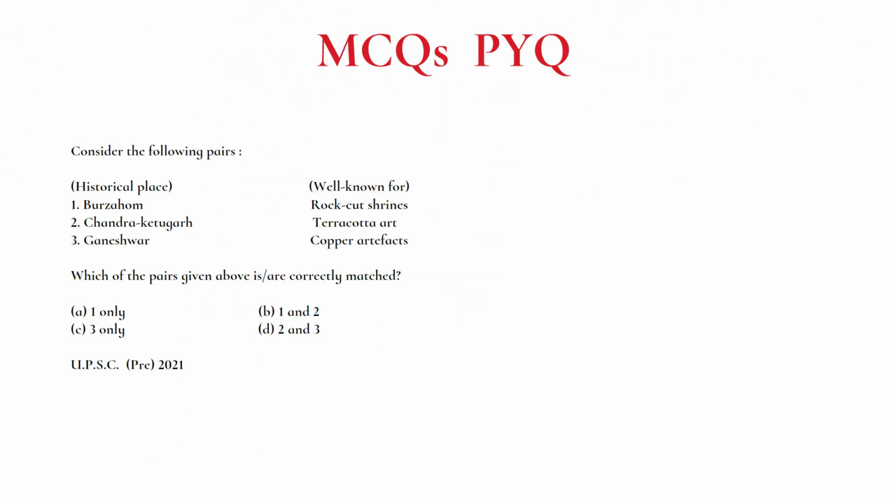Now let us look at some UPSC questions. And these questions are on a difficult side. First question, this question was asked in 2021 and there are 3 sites given. First site is very easy. We have studied it multiple times and in detail. Burzum, it's a Neolithic site and not a rock cut shrine. So statement 1 is incorrect.